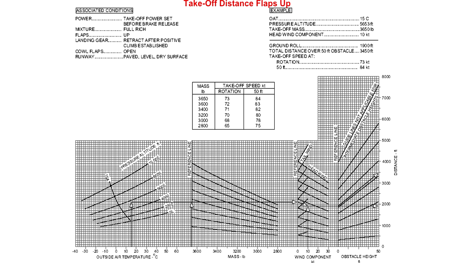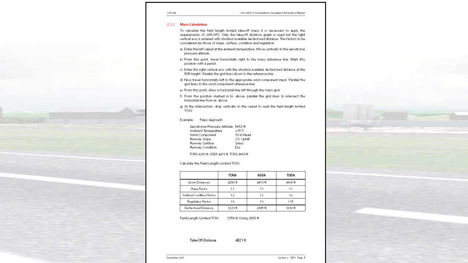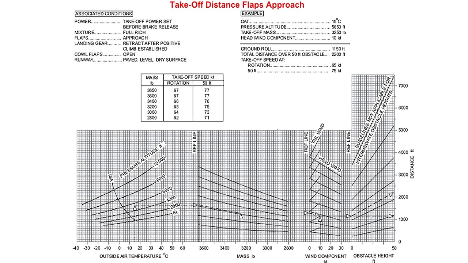Page 3 of section 2 is the takeoff distance graph without flap, which we have already used and worked through. Page 4 of section 2 works through an example where, given various field lengths, you can determine the maximum permissible mass you're allowed to carry and still meet the regulatory requirements. Lastly, on page 5 is another takeoff distance graph, but this time assuming that flaps have been selected to the approach setting.